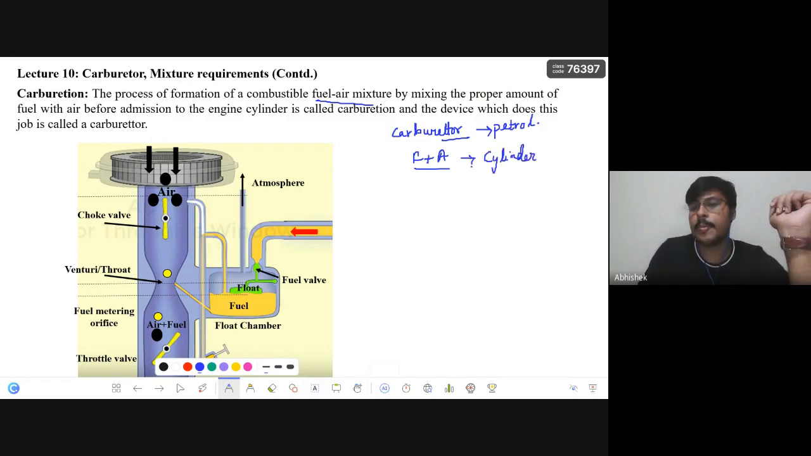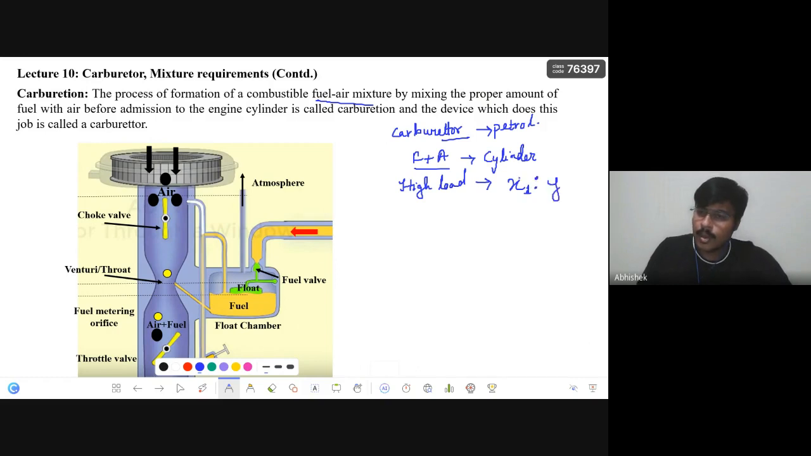So the process of preparation of this mixture is known as carburation, because there will be different loads during the cycle. Let us say when the load is higher, there will be a certain amount of mixture. Let us say this is x1, where x is to y: the x portion is air and the y portion is fuel or petrol. For the low load, let us say this will be P is to Q.